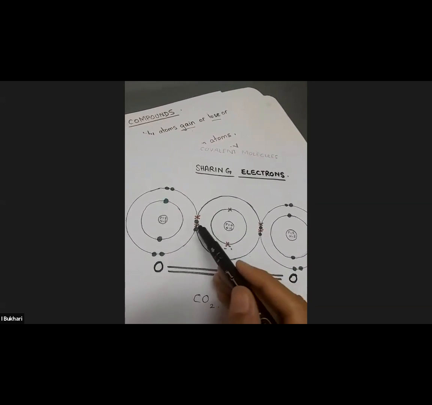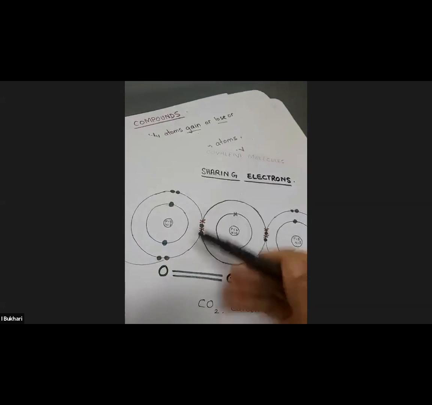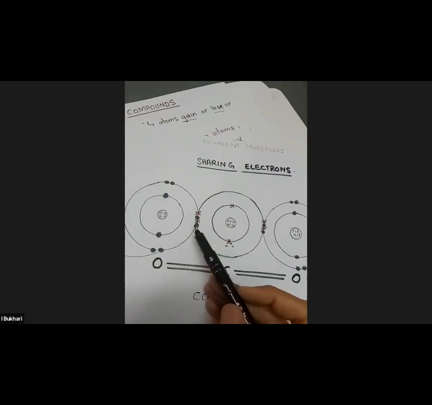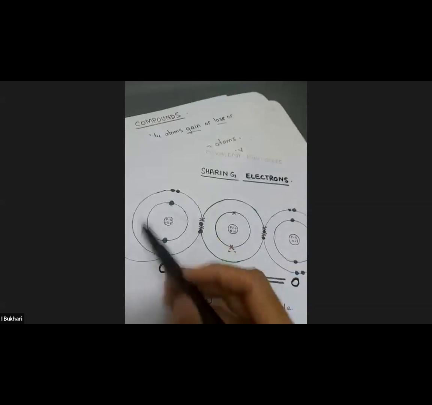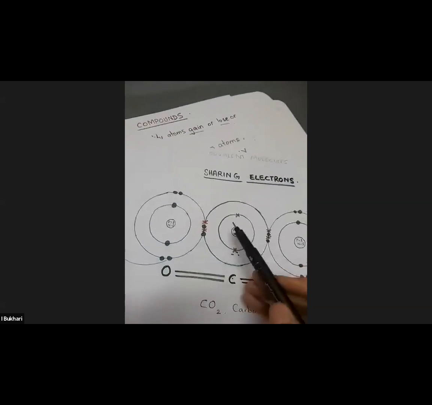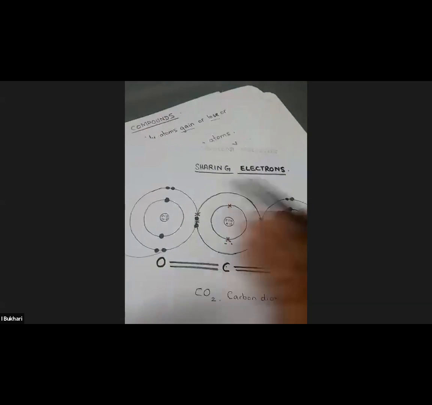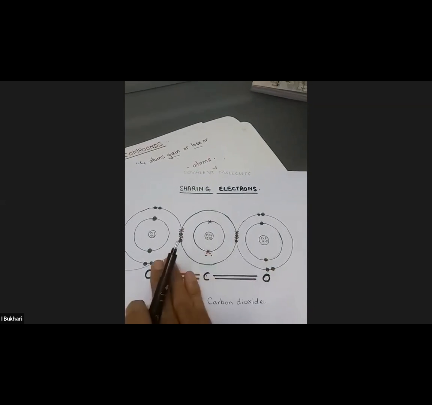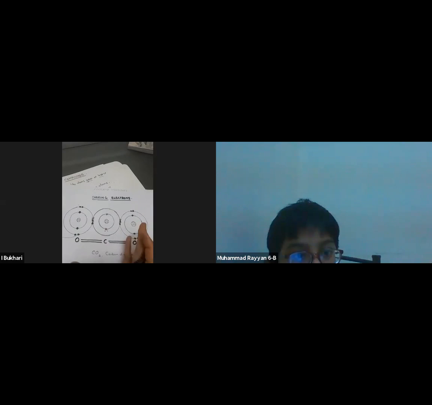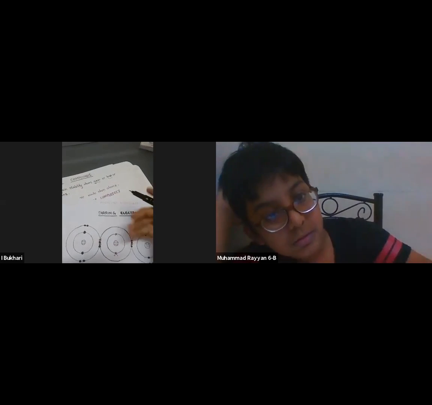Now this carbon's electron is revolving around the oxygen nucleus as well as its own carbon nucleus. And the oxygen electron is doing the same. It's revolving around the oxygen nucleus as well as the carbon nucleus. So they're sort of sharing. There's a lot of buzzing around of electrons, and they're buzzing around all these nuclei. So this is what we mean by covalent bonding, and a simple molecule that is formed in such a way is called a covalent molecule.